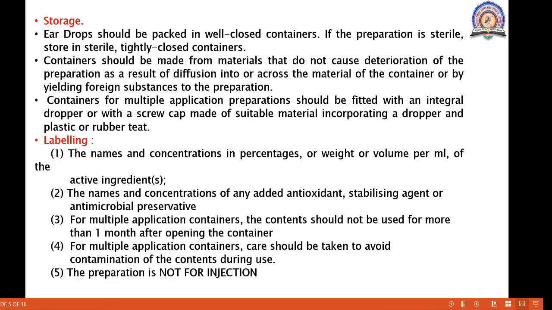For multiple application container, the contents should not be used for more than 1 month after opening the container. For the multiple application container, care should be taken to avoid the contamination of the content during the use. The preparation is not for injection.